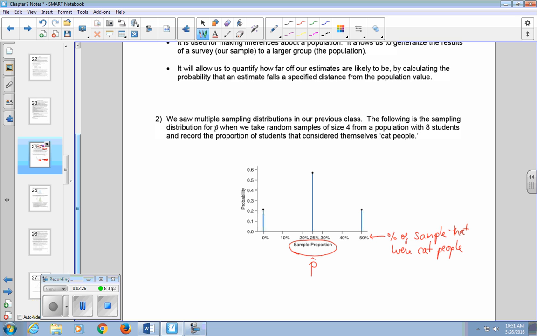Again, this is the key. We're looking at the results of a sample. So these are statistics. And over here, we've got our probabilities. It shows us that the most likely outcome was getting a sample result of 25% cat people, or 1 out of the 4 being cat people.